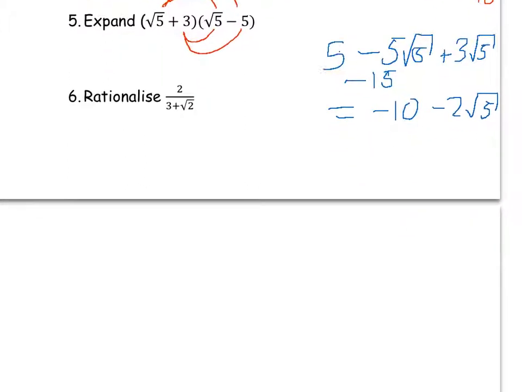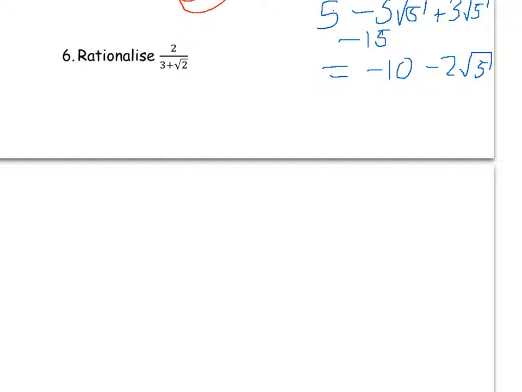Now for question number 6, we're asked to rationalise 2 over 3 plus the square root of 2. Now I'm just going to write this a bit further down so we've got a bit of space. So we're looking at 2 over root 3 plus root 2. Now this is a difficult skill, but all we've got to do is somehow get rid of this plus root 2 on the bottom.